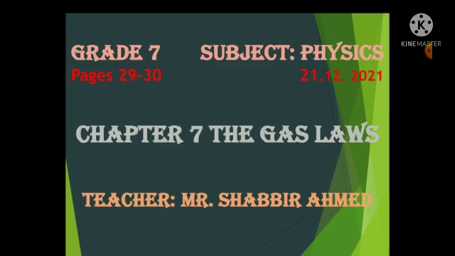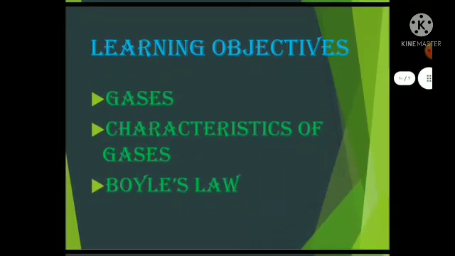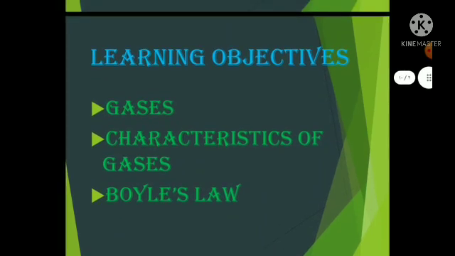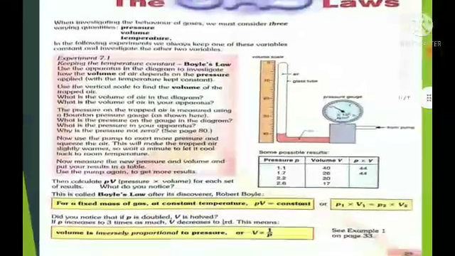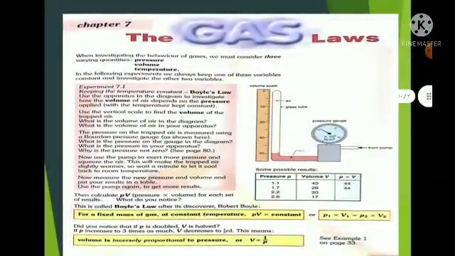Grade 7, subject physics, pages 29 and 30. The date is 21/12/2021. Chapter 7, the gas laws. The learning objectives of this lesson are gases, characteristics of gases, and Boyle's law. I will speak now about the gas laws. I can read it, and after that you can read it alone to note and understand it, okay?